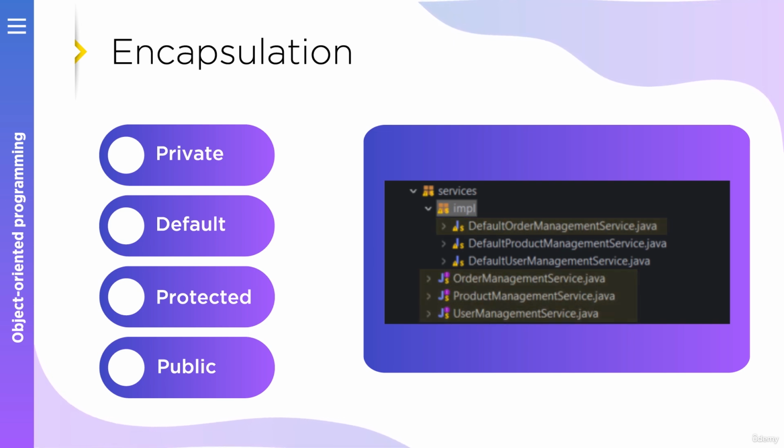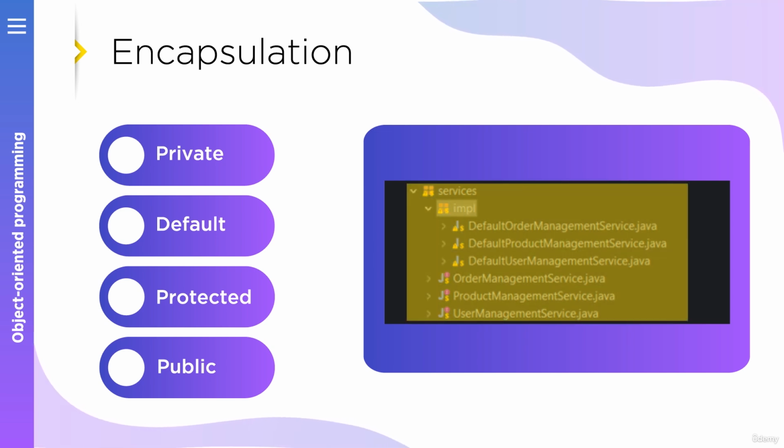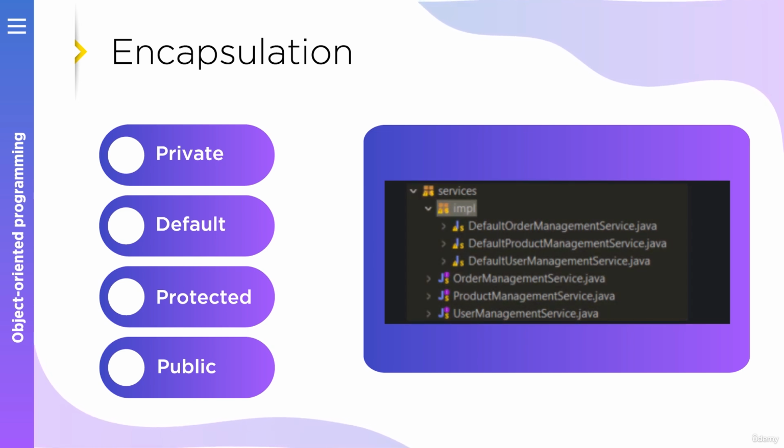Protected, access level within the package and outside of the package in the child classes. Access outside of the package and outside of child classes is not possible. Public, access level from everywhere. You can access elements with the public modifier from within the class, outside of the class, within the package, and outside of the package.